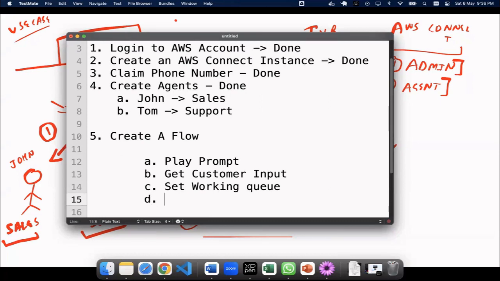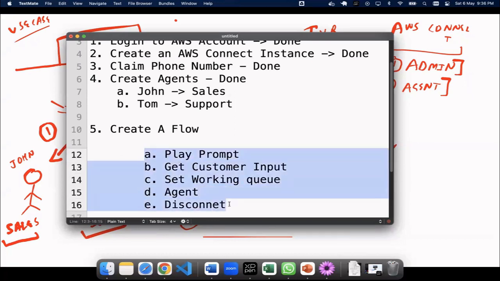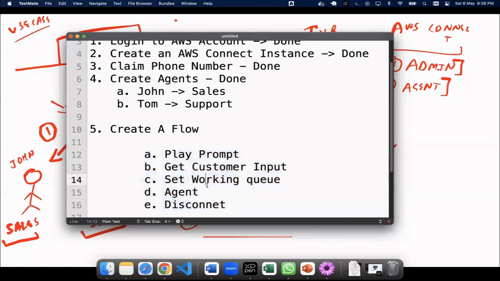D, you will basically assign it to the agent, so you will transfer it to the agent. And the E, you have to disconnect the call. So I will be using these 5 components to design these 4 scenarios. What are the 5 components I'm going to use? Play prompt, get customer input, set working queue, agent, and disconnect.